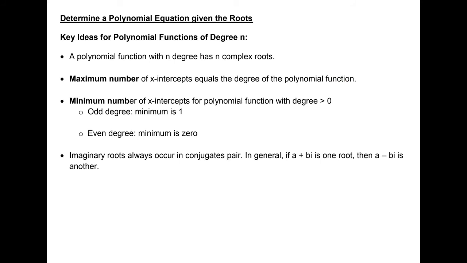For example, if the degree of the polynomial is 5, then you will have a maximum of 5 x-intercepts. Minimum number of x-intercepts really depends on the degree of the function. If the degree of the function is 1, then you will have a minimum of 1 x-intercept. If the degree of the polynomial is even, then you will have 0 x-intercepts as a minimum number. Imaginary roots always occur in conjugate pairs. In general, if a plus bi is one root, then a minus bi will be another.